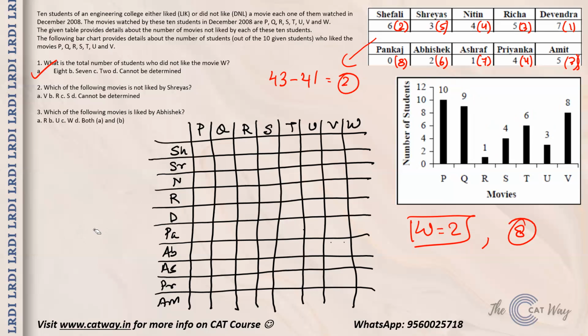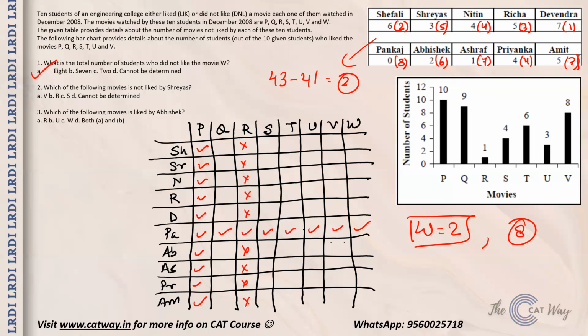Now guys, if you see, movie P is liked by all of the students. If movie P is liked by all of the students, we will put a tick for P for all the students, right? Now guys, Pankaj liked all the 8 movies. Now if you see that movie R is liked by only one person and we know that person is Pankaj, that means nobody else apart from Pankaj liked the movie R.